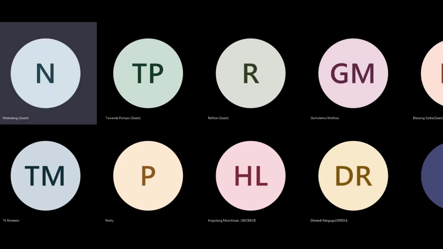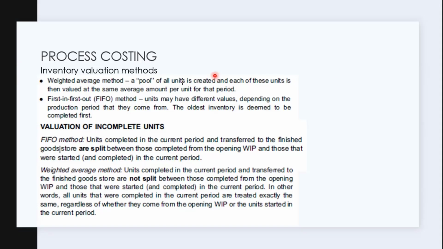Okay, now we're going to look at how we value this: inventory valuation methods. We know what the weighted average method is. It's a pool of all the units created, and each unit is then valued at an average amount per unit. It's everything in the pool. Then you get a weighted average in order to get the amount per unit.